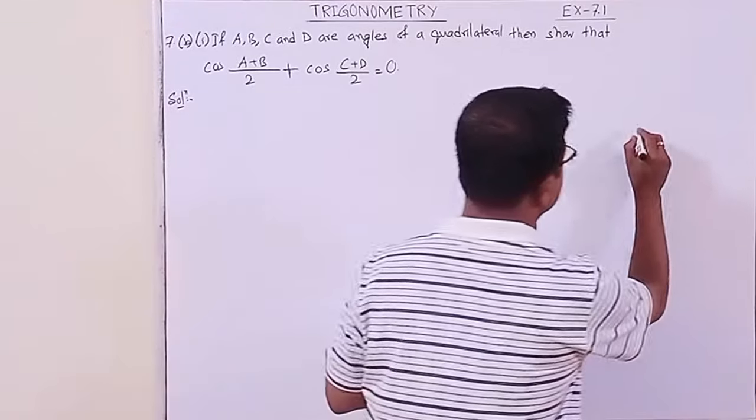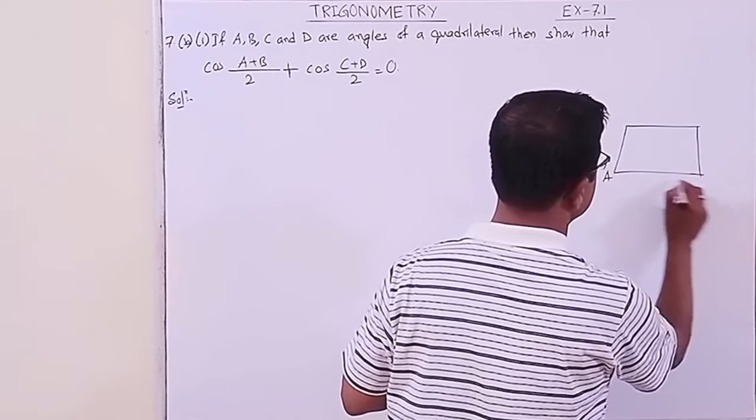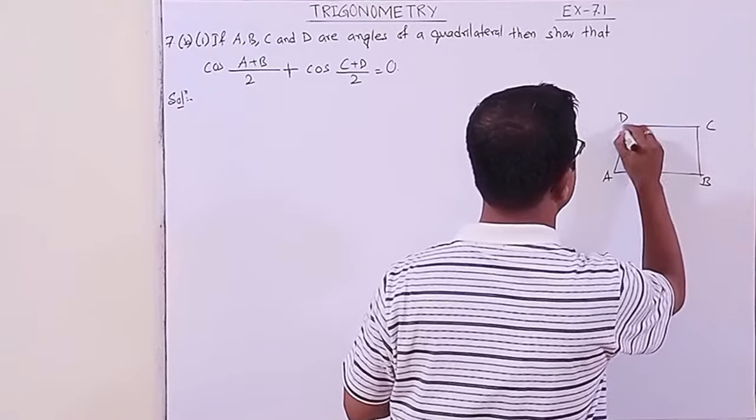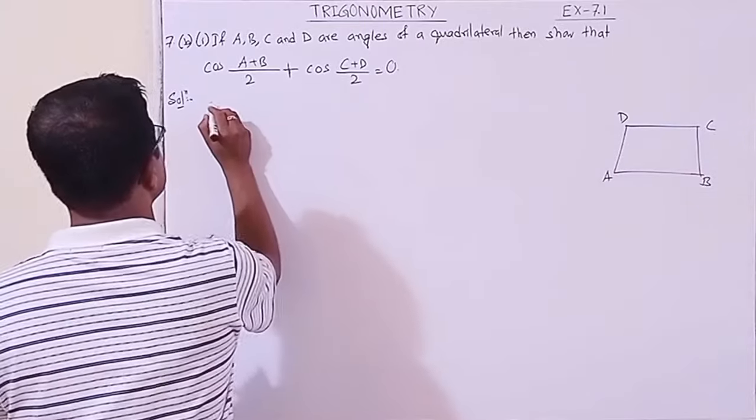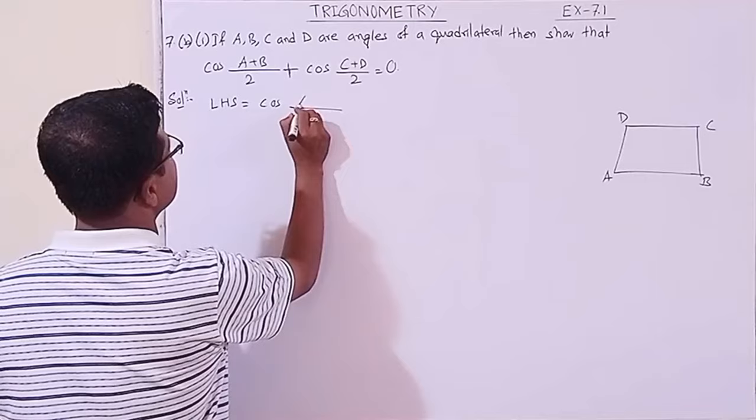Okay, this is a quadrilateral. What is ABCD? ABCD is a quadrilateral, any quadrilateral. This is the rough diagram of it. Okay, so let us take the left hand side. Here the sum is very simple.